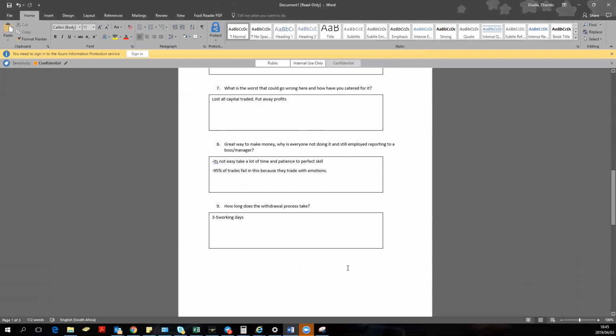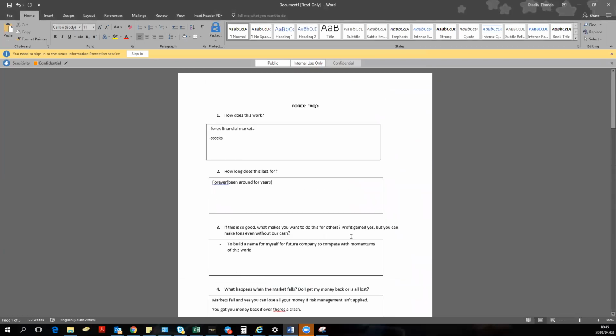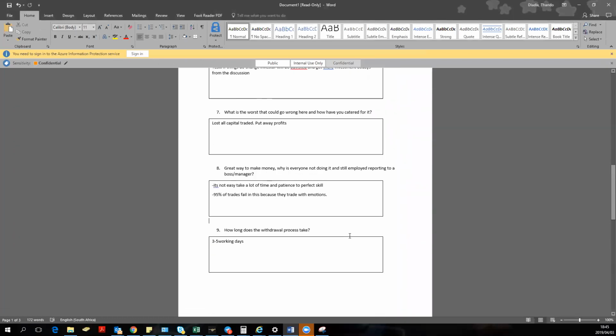And number 9, how long does it take to process the withdrawals? Basically, it takes 3 to 5 working days because some brokers are international that you work with. So to get the funds into South African banks and all of that, there's 3 to 5 working days, mostly 3 though. From my experience, it's only taken me 3 days from the withdrawal for the money to reflect in my account. So yeah, those are the questions answered.